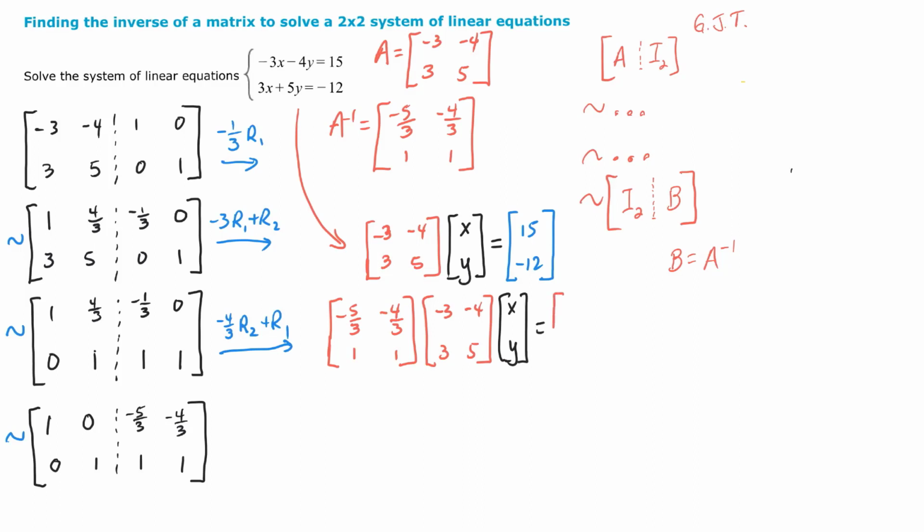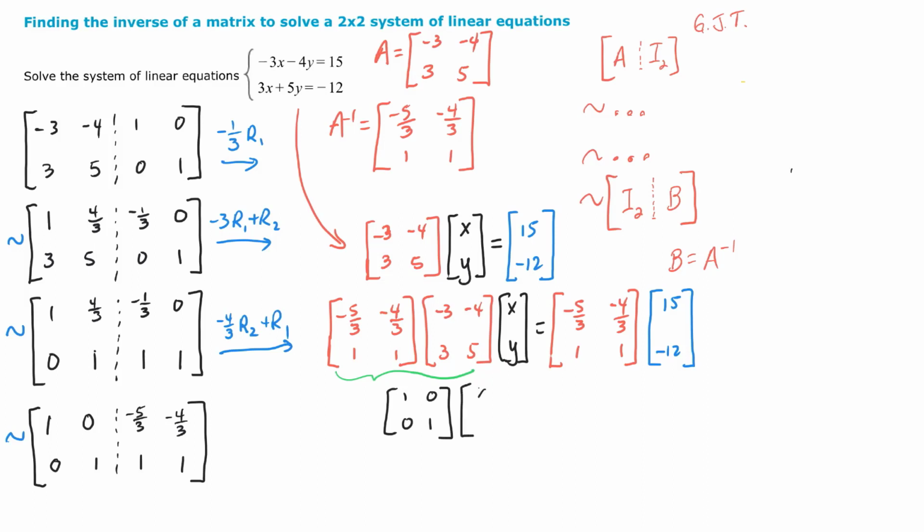We're ready to write the inverse of A. There it is. And we simply multiply that by 15, negative 12 in the column position. Now, what do we get here? Right here, we get the identity matrix. And then we have left, multiply that by xy in the column position.